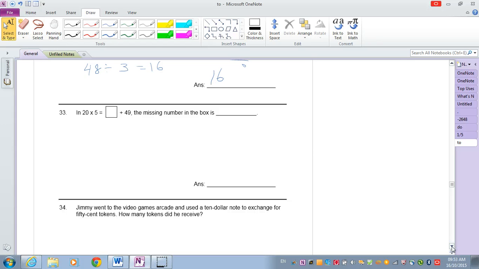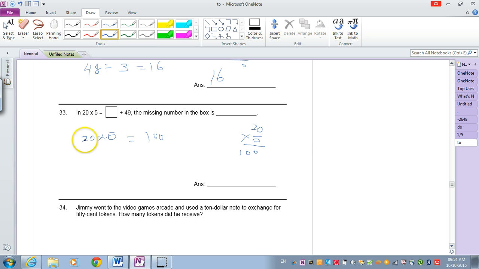Okay, in question number 33, 20 times 5 is equal to blank plus 49. Now let's find out what is 20 times 5 first. So what does 20 times 5 give me? So you do your multiplication at the side here. So 0 times 5 would give me 0. 2 times 5 will give me 10. So that will give me 100.